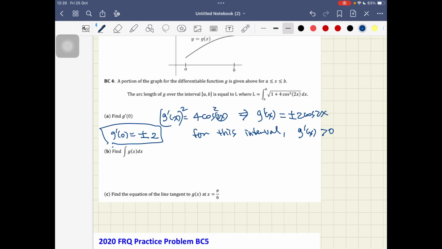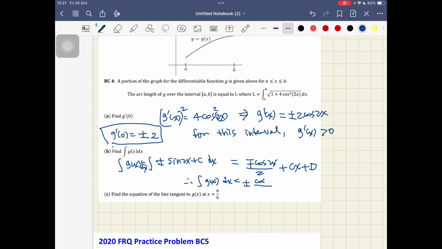So the integral of g prime of x dx. g prime of x is plus or minus 2 cos 2x, so g of x is plus or minus sine 2x plus c. This is g of x. So the integral dx, plus or minus, it may change to minus plus, but it doesn't mean anything here, cos 2x plus cx plus d. So the integral of g of x dx may be plus or minus cos 2x over 2 plus cx plus d.